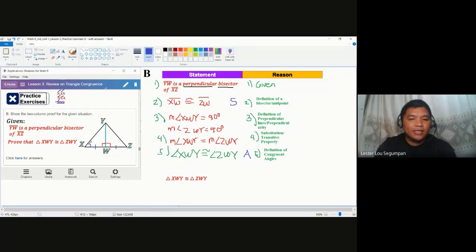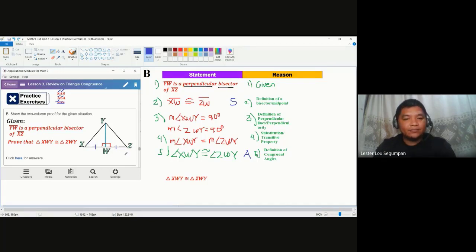This would mean that this side here, or this angle, must be congruent to this for you to use it as a postulate. But we don't have given here to support that angle X is congruent to angle Z, nor in the given, nor in our statements here. We cannot capture that one. Therefore, ASA may not be possible.